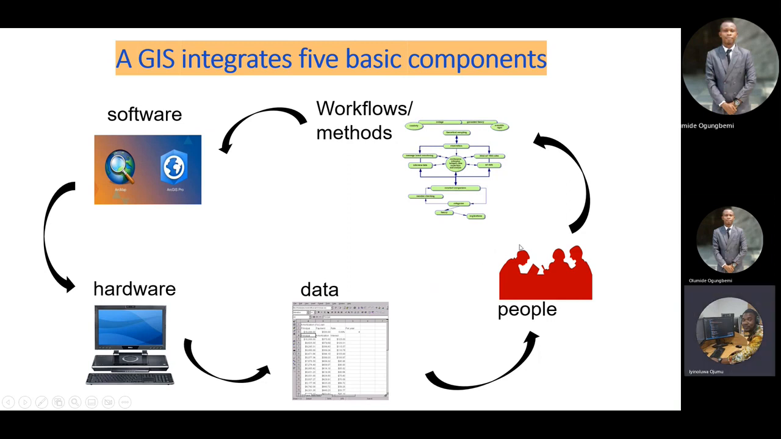The fourth one is the people component of GIS. Myself, you, and some people that are going to be GIS experts in the coming years, we are the people. So there's no GIS without people, you understand? And the last component is the workflow or the method.